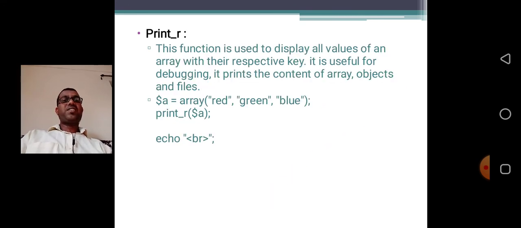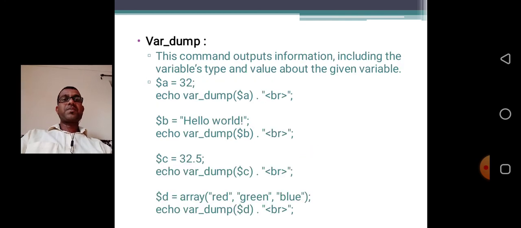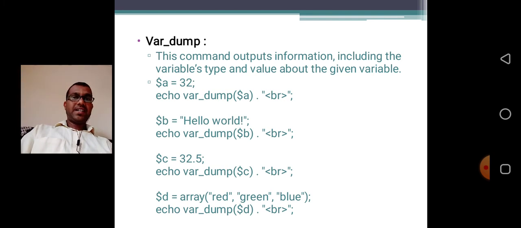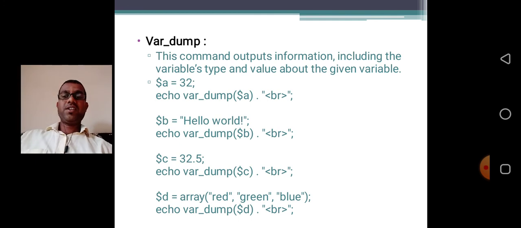Then print_r. This function is used to display all values of an array with their respective keys. It is useful for debugging. It prints the contents of arrays, objects and files as shown in the example. And the last one is var_dump. This command outputs information including the type of the given variable, as shown in our example. Here suppose $a equals 32, var_dump is taken, and it will give output.